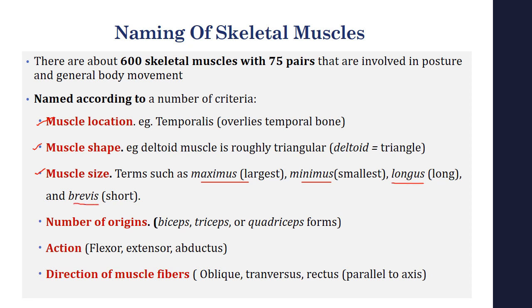Or you can name them based on their number of origins, the point of origin. So they have either one origin, or two origins like biceps, three like triceps, and four like quadriceps. You can name them based on their action, whether they are a flexor or an extensor or an abductor, or based on the direction of the muscle fibers: oblique, transverse, or rectus.